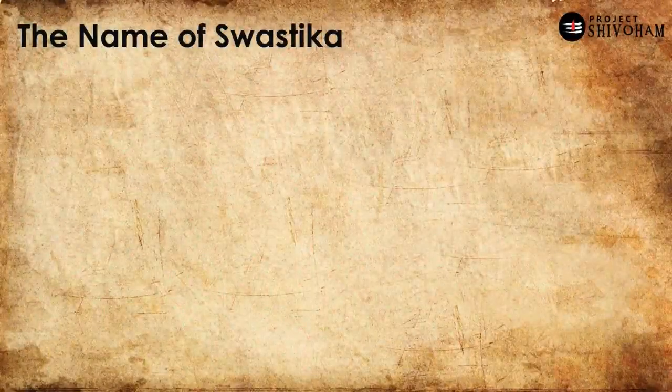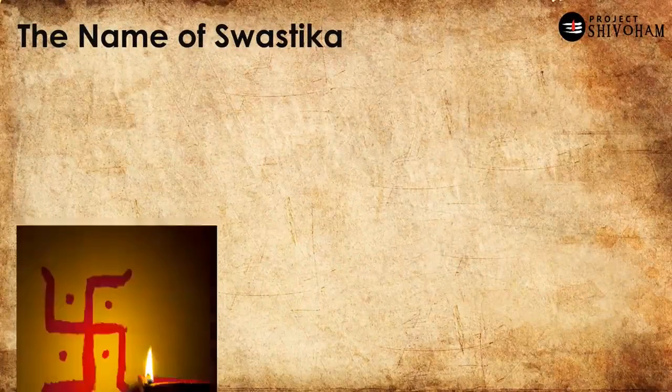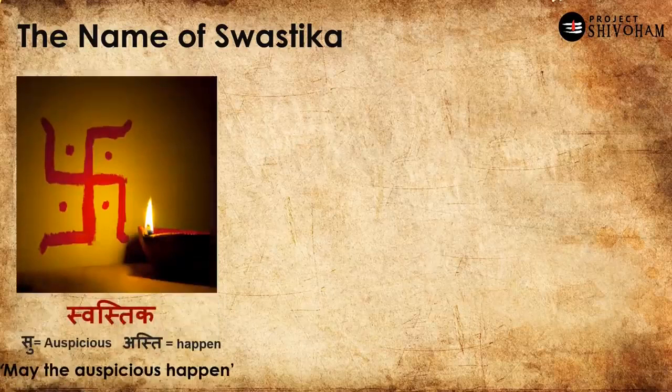And let us start with the easiest one, the name of swastika. What does it convey? Now this is very well known to many of us. Swastika is a sandhi of two words in Sanskritam, su and asti. Su means auspicious and asti is happen or made happen. So the word swastika means may the auspicious happen. It's a kind of a blessing.